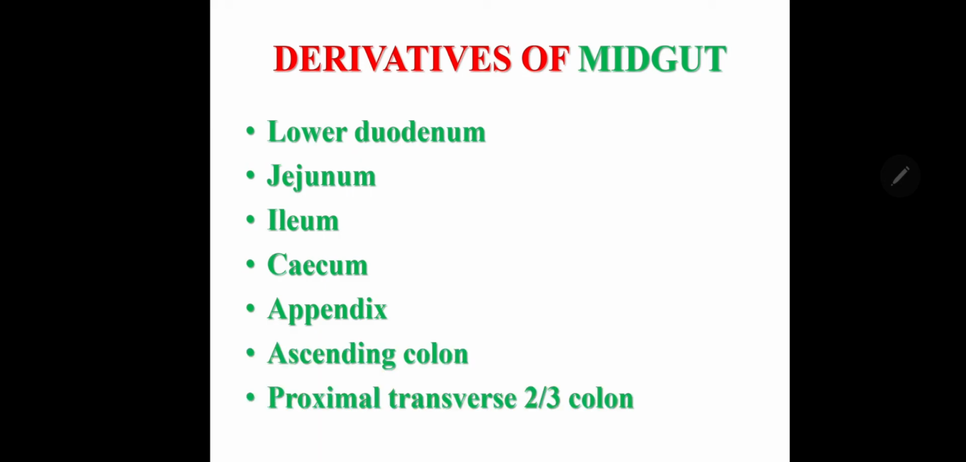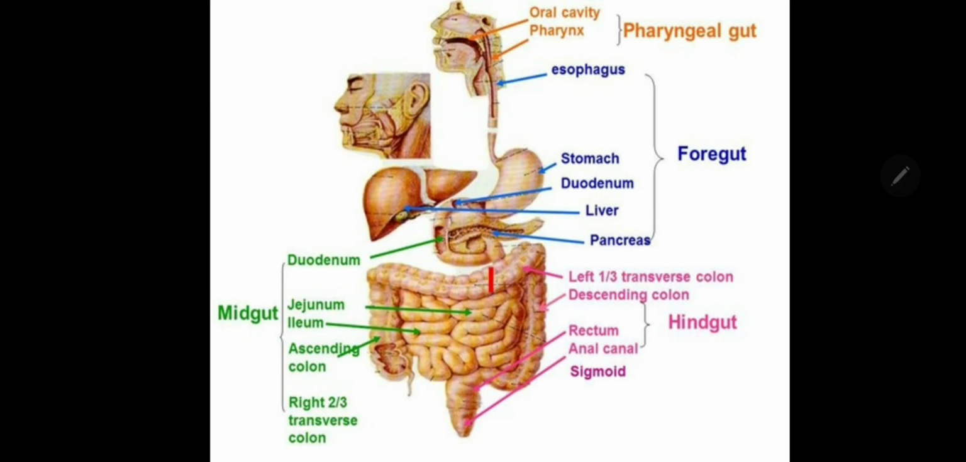Then derivatives of the midgut: lower duodenum, jejunum, ileum, cecum, appendix, ascending colon. Then the proximal 2/3 of the transverse colon are derived from the midgut, and they are all supplied by which artery? Superior mesenteric artery. It is the artery of the midgut. You can see there the remaining part, lower half of the second part of duodenum, third part, fourth part, jejunum, ileum, cecum, appendix, ascending colon, and right 2/3 of the transverse colon is derived from the midgut.